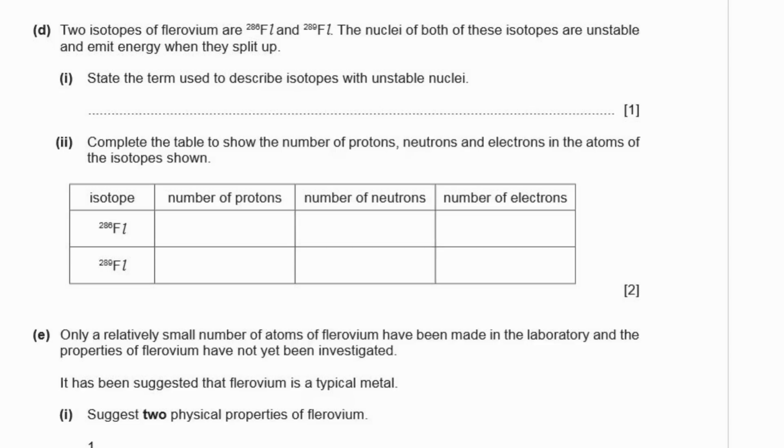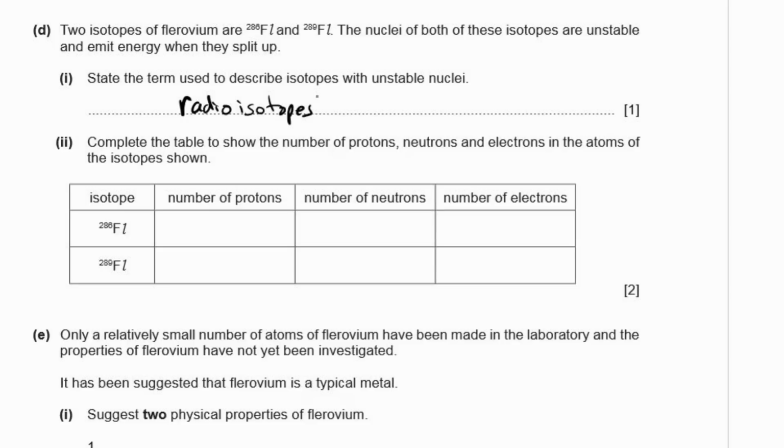D. 2 isotopes of flerovium are flerovium-286 and flerovium-289. The nuclei of both of these isotopes are unstable and emit energy when they split up. State the term used to describe isotopes with unstable nuclei. When you're talking about unstable nuclei that emit energy when they split up, you're talking about radioactivity. And these are isotopes, so we are talking about radioisotopes. One word, radioisotopes. All right.